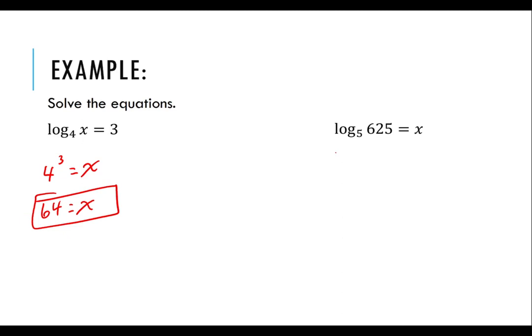Here we have 5 raised to the x power is equal to 625. And of course, 625 is the same thing as 5 to the 4th, and then setting our exponents equal, x is equal to 4.